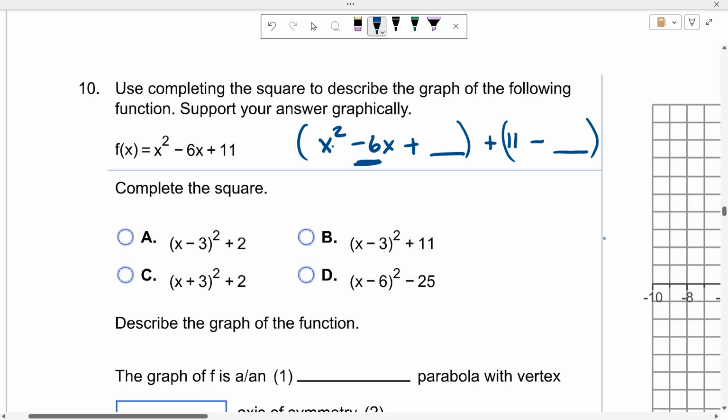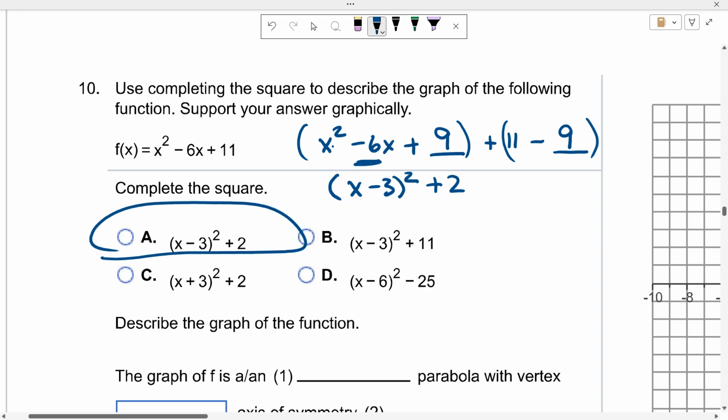Okay? So how do we complete the square? We take half of this number and square it. What's half of negative 6? Negative 3. Negative 3 squared is? Whatever we add to here, we subtract from here. So this is x minus 3 quantity squared plus 2. We completed the square. Okay? So what we do is we shift this over, and we add a blank in its place, and then whatever we add to it, we subtract from this number.